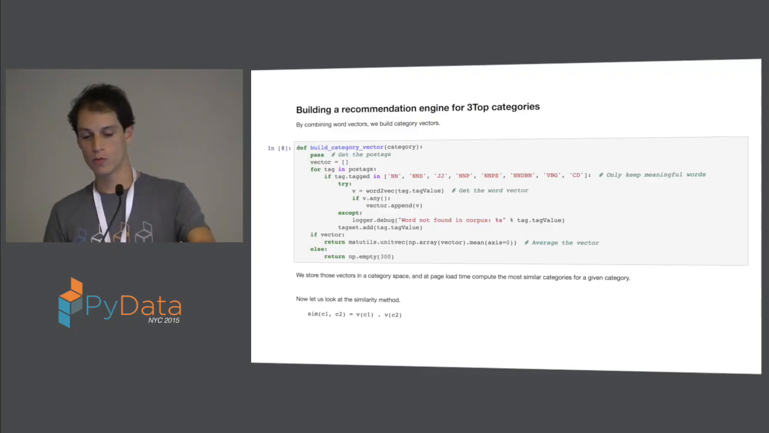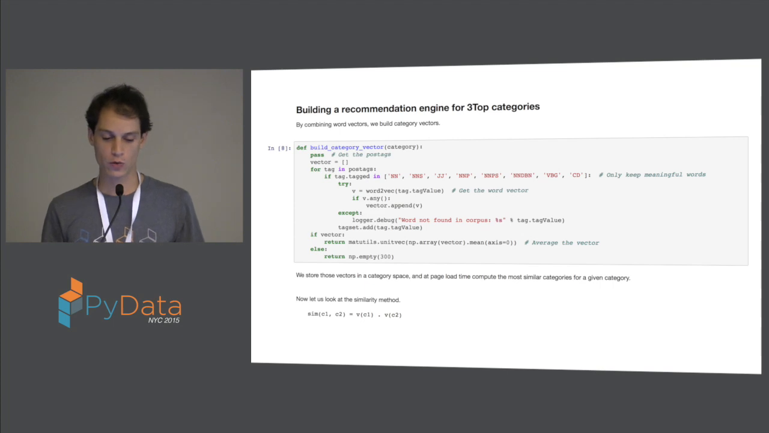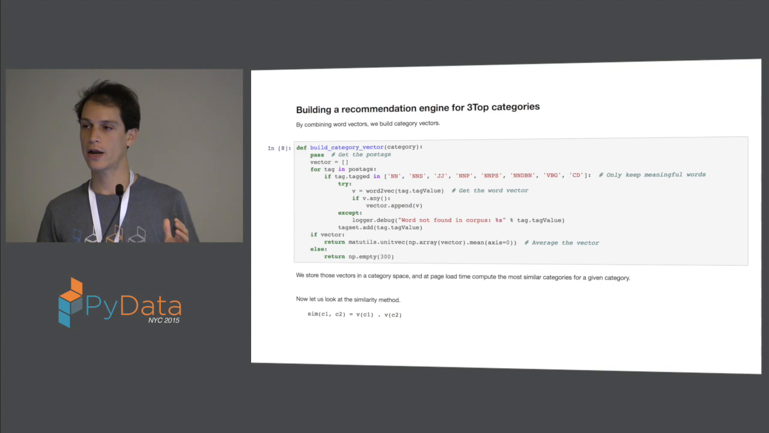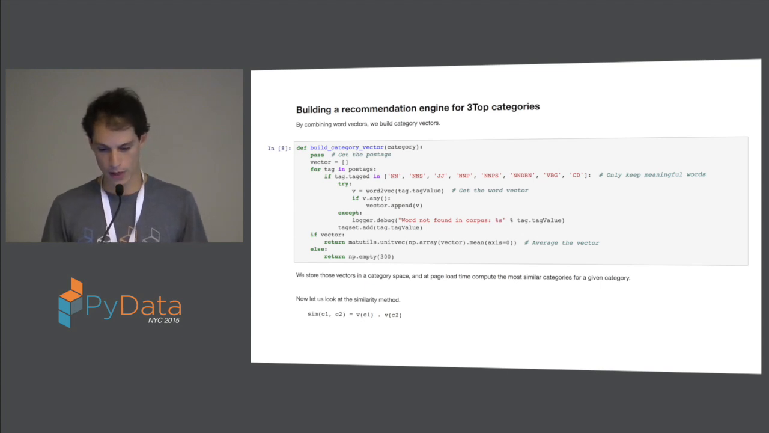So we tried different techniques. We tried to keep only the main noun or main noun phrase in a category. But in the end, what works well for us is to keep everything that is not stop words, basically, so nouns, verbs, adjectives.